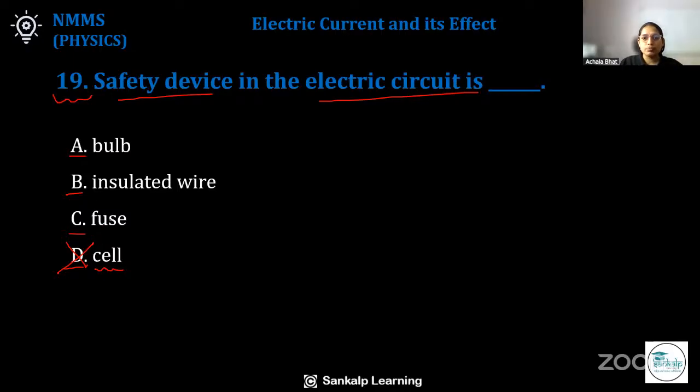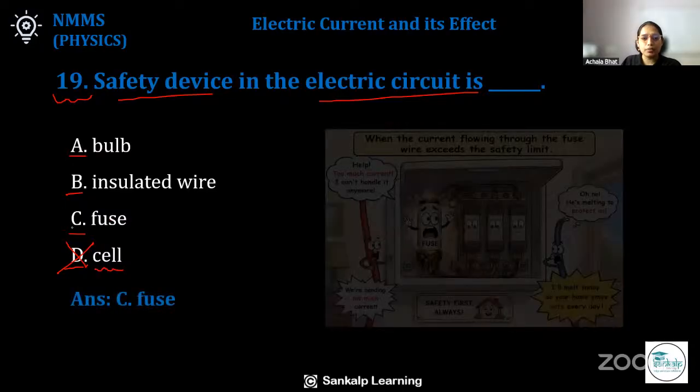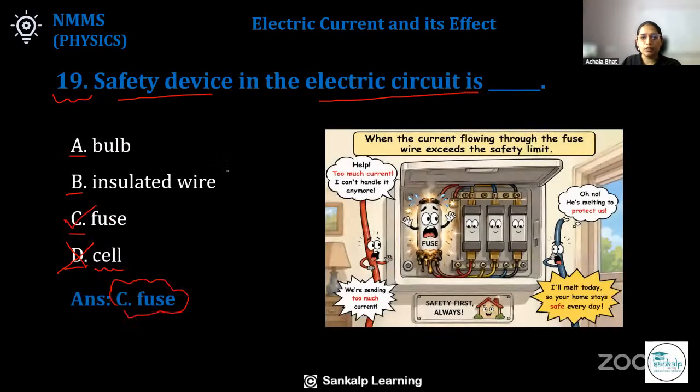Option C, fuse. Fuse is correct. Here, fuse is a safety device in electric circuit. When the current flowing through the fuse wire exceeds the safety limit, this fuse wire melts away. So it breaks the connection. It breaks the flowing of electricity. B, insulated wire, wrong. Bulb, wrong. Fuse is the correct answer.